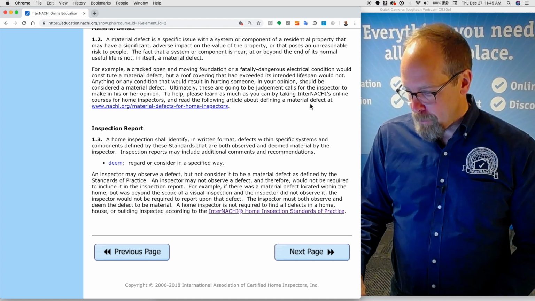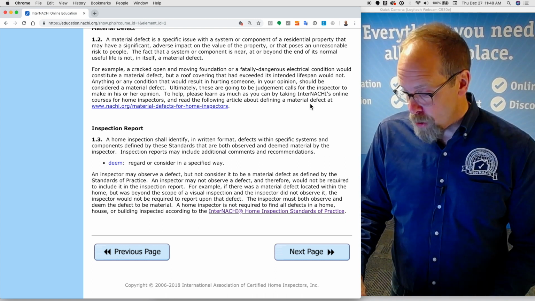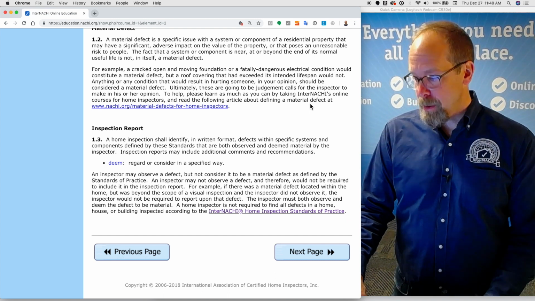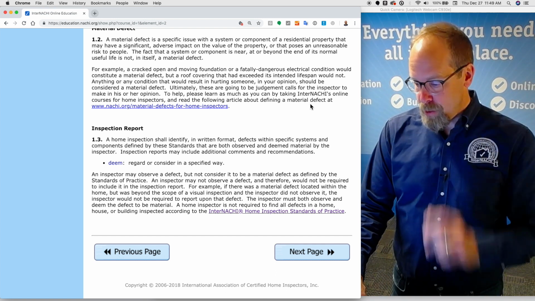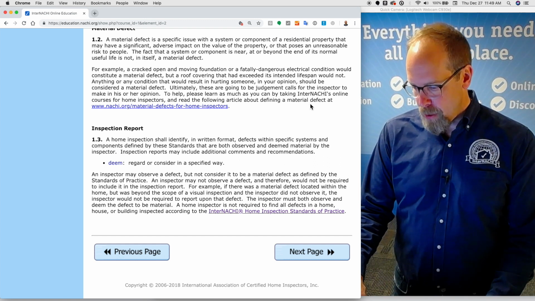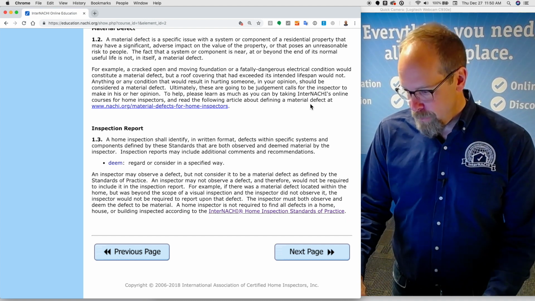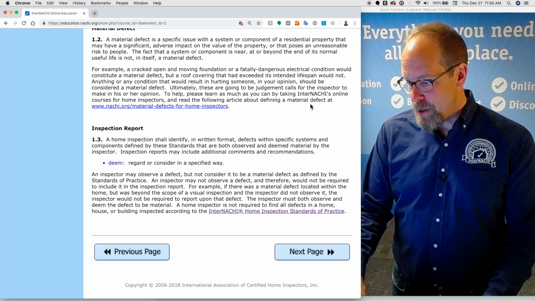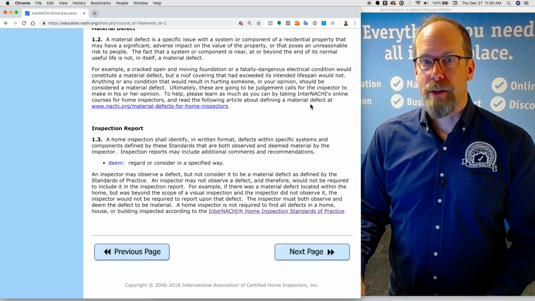An inspector may observe a defect but not consider it to be a material defect as defined by the standards of practice. An inspector may not observe a defect and therefore would not be required to include it in the inspection report. For example, if there was a material defect located within the home but it was beyond the scope of visual inspection and the inspector did not observe it, the inspector would not be required to report upon that defect. The inspector must both observe and deem the defect to be material. The home inspector is not required to find all defects in a home, house, or building inspected according to the InterNACHI Home Inspection Standards of Practice.